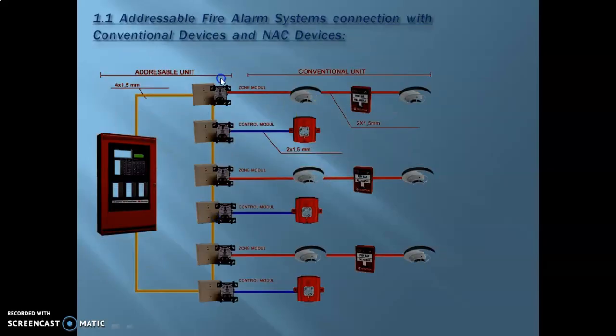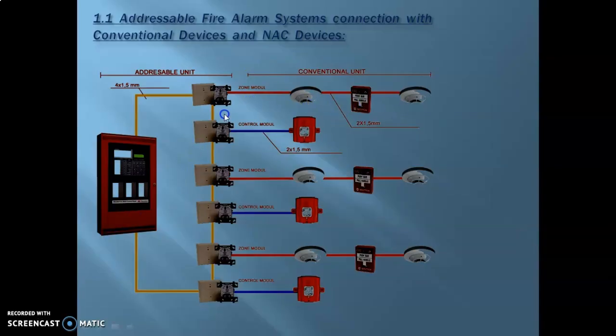So now this example is for your conventional devices, conventional fire alarm system. As you can see, this is your addressable fire alarm control panel. Of course, you do get conventional fire alarm control panels as well. What this is basically showing is, if you need to connect any sort of conventional devices to an existing addressable fire alarm control panel, then you can use what is known as a zone module and then connect the devices.